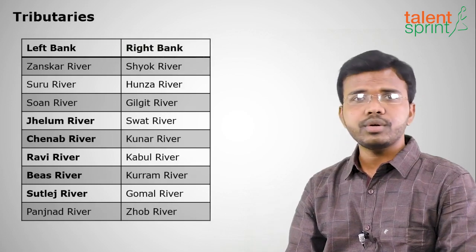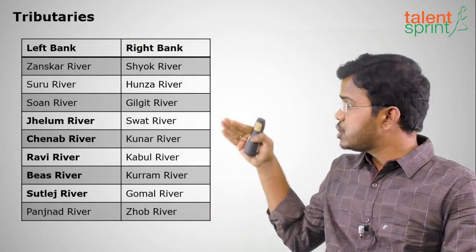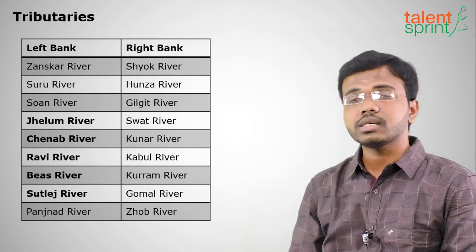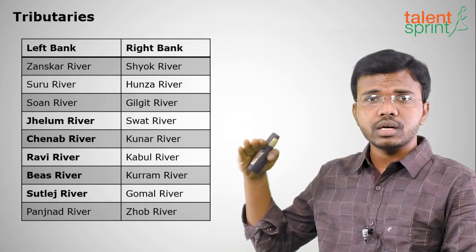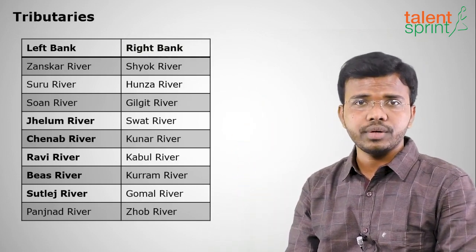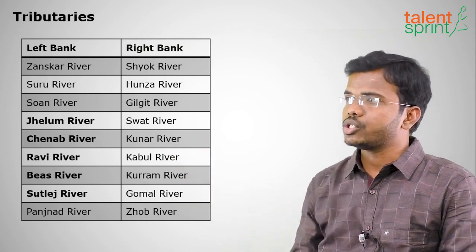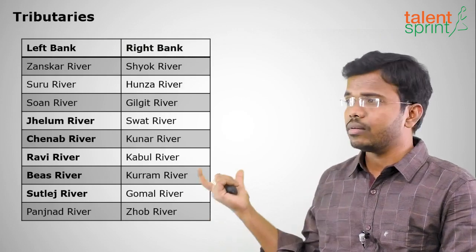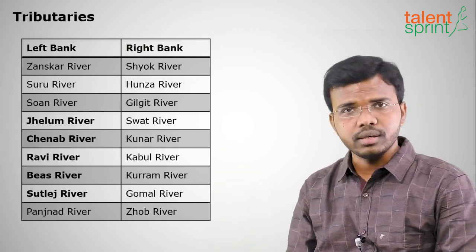Moving on to tributaries of Indus, on the left side we have Zanskar, Suru, Jhelum, Chenab, Ravi, Beas, Satluj. These are five very important tributaries. Note down the order: Jhelum, Chenab, Ravi, Beas and Satluj. These are very important tributaries of Indus. On the right bank, or to the right side of Indus, it has the Shyok River, Hunza River, Gilgit River, Kabul, Kurram. All these are right side tributaries of Indus.